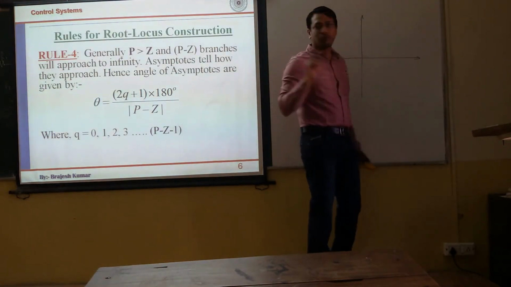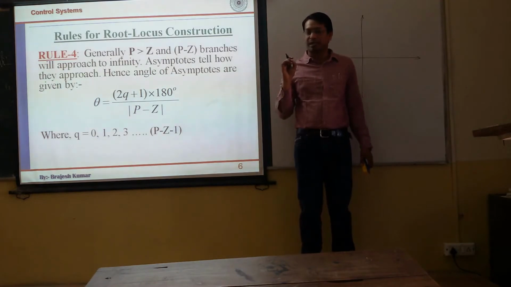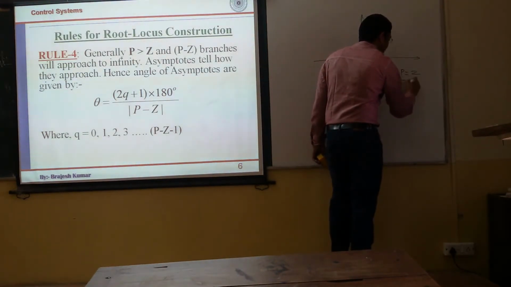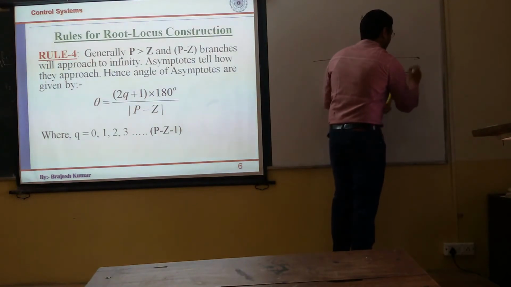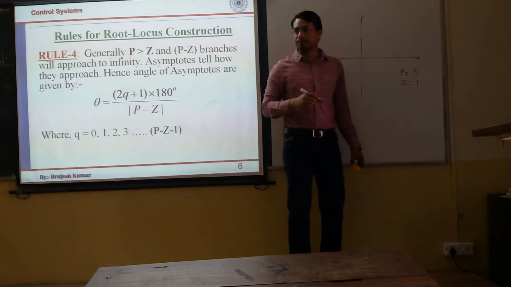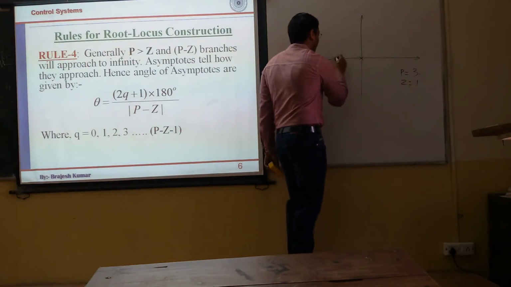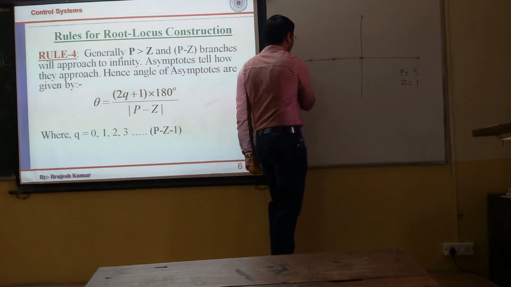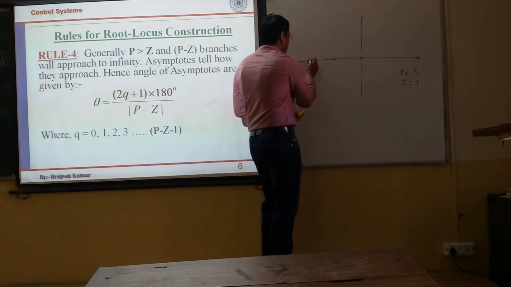Correct? Suppose we take a hypothetical case. We are having 3 poles, P is equal to 3, and once again Z is equal to 1. Correct? I am taking a similar example. We will solve one complete numerical, then the case will be clearer. Okay? So this will end here.